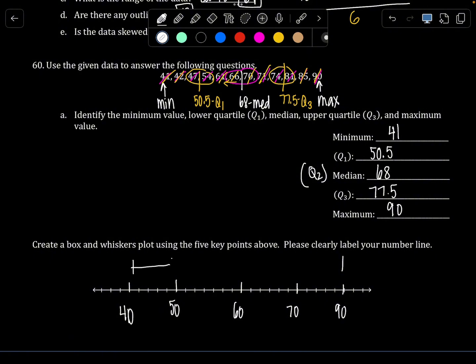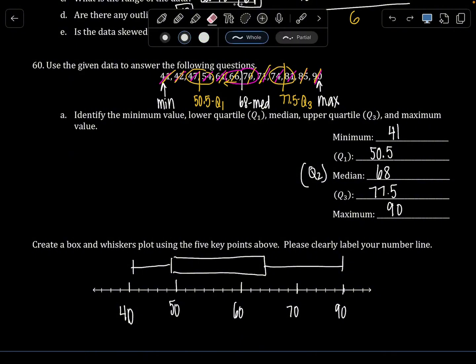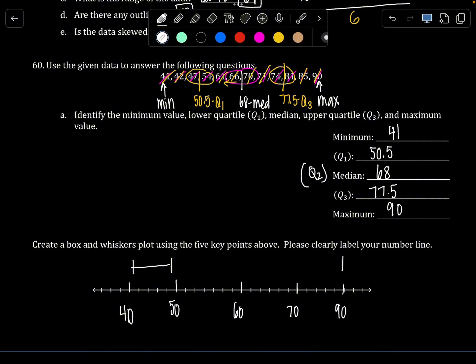Right? 68 is somewhere here, and connect there, and then 77.5. There you go. Oh, 68 is, let me erase this. 68 is about here, and then the last one, 77.5, right here. Okay, perfect. I'm doing this really quickly, guys. It's just a quick sketch.